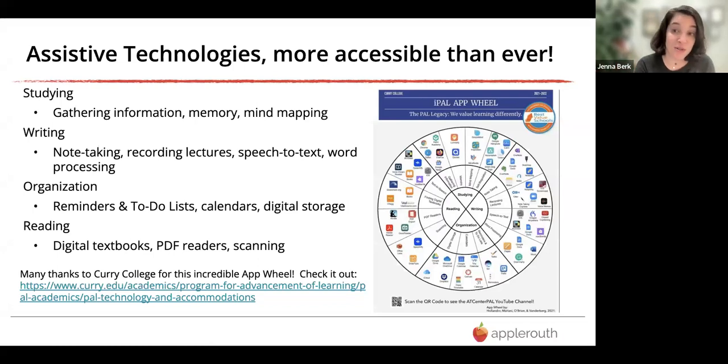Of course, digital storage, which is really great because then it helps cut down on the amount of physical clutter that you have. If it's in your Google Drive, in the cloud, in Dropbox, then you can have a more organized space around you. Or reading digital textbooks, fantastic. PDF readers, scanning. There's so many assistive technologies that can be really, really helpful, and there's no need for you to struggle because they're there.